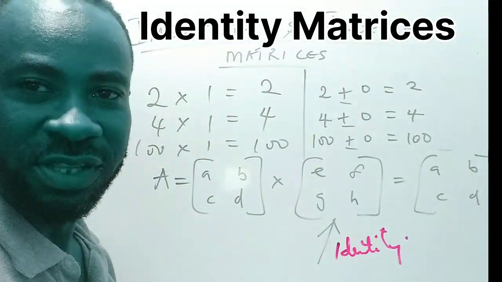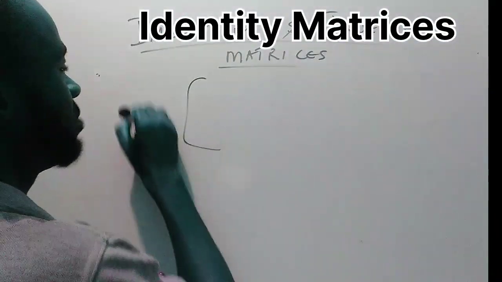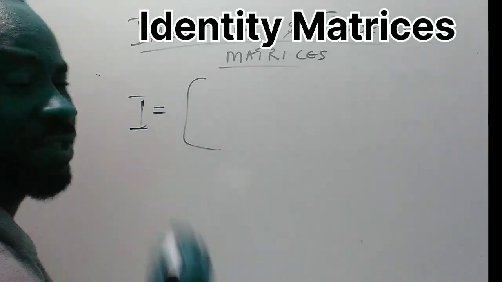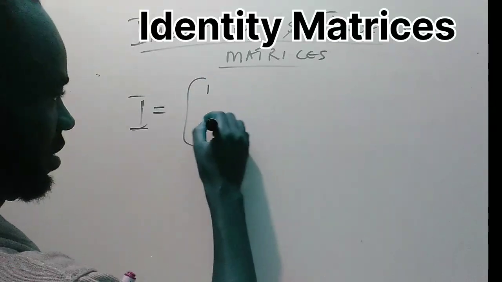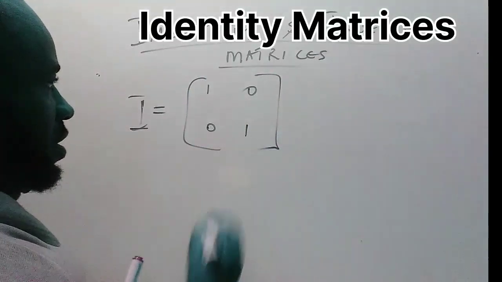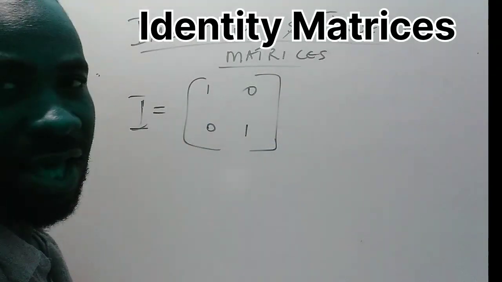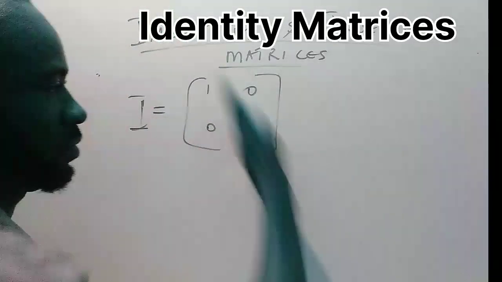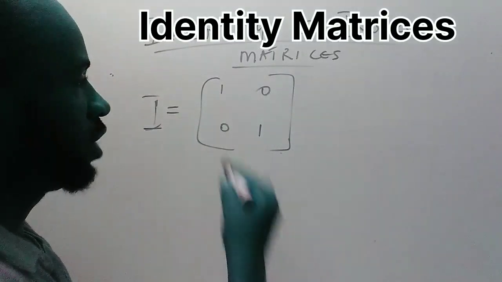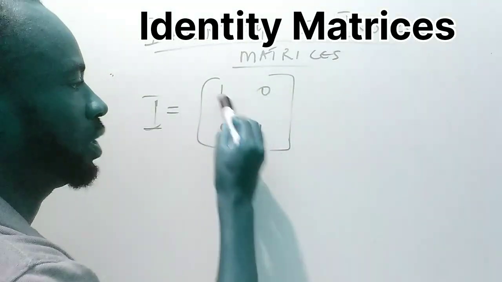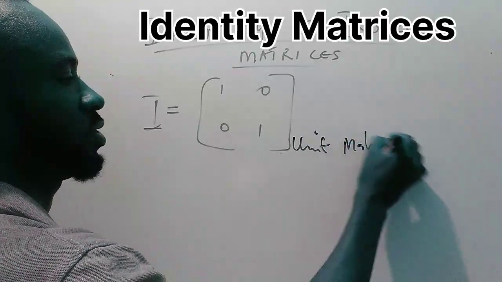Now, the question is, how do we know an identity matrix? An identity matrix, often denoted as the symbol I, is always a diagonal matrix in this form. A diagonal matrix here is a matrix in which the principal diagonal, or the major diagonal, has 1 at the major diagonal positions. Because the major diagonal has 1s, it is also called a unit matrix.